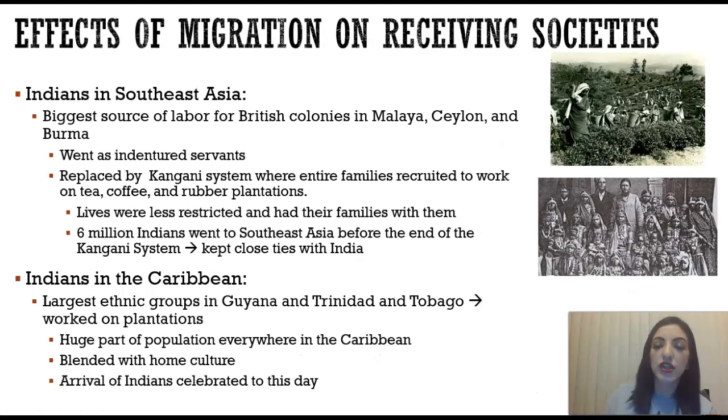So the effects of immigration on receiving societies, Indians in Southeast Asia. The biggest source of labor for British colonies in Malaya, Ceylon, and Burma, they went as indentured servants. Eventually, it was replaced by what was called the Kangani system. A Kangani system is where the entire family is recruited to work on tea, coffee, or rubber plantations. Their lives were less restricted because they had their whole families with them. You had about 6 million Indians going to Southeast Asia before the end of the Kangani system, and it helped them keep close ties with India because the entire family would come and work on a single plantation or an area or territory, and they weren't broken up like other different cultures were.